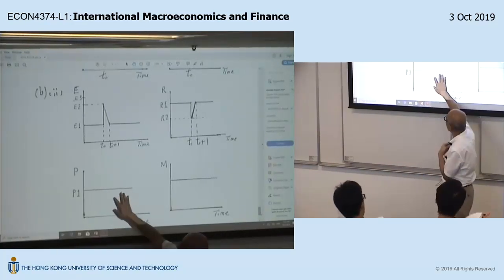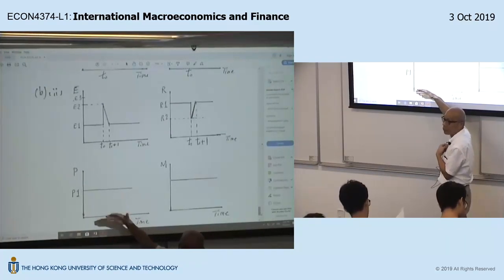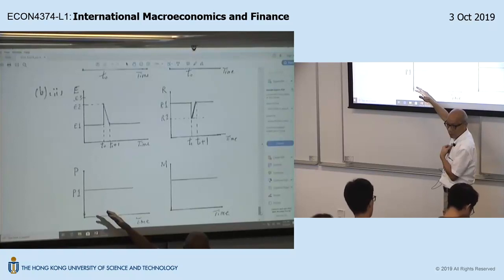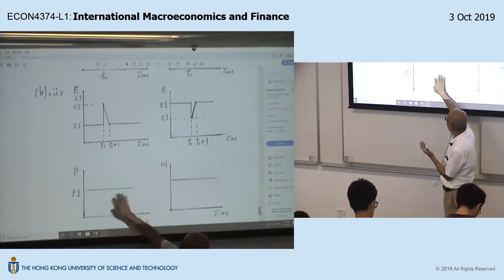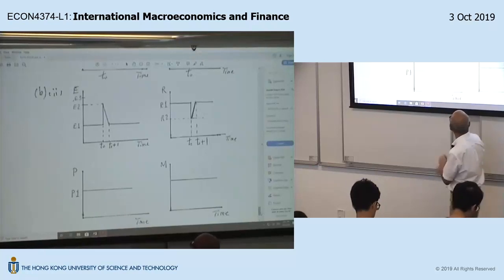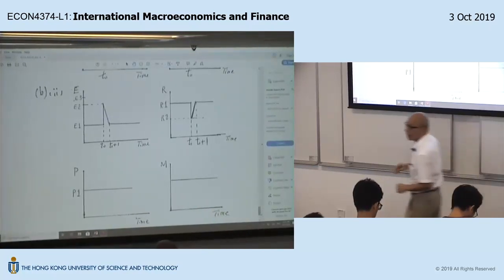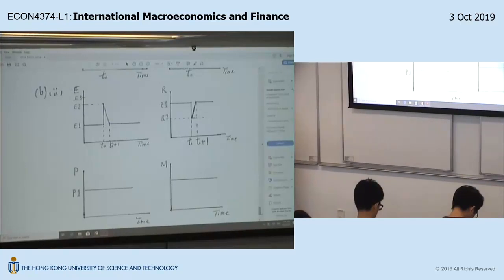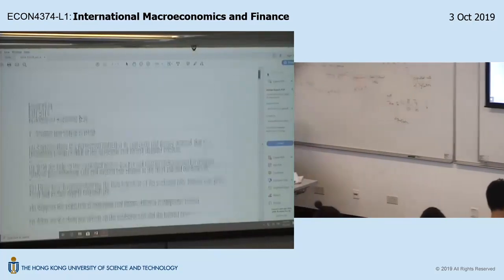Because there's no distinction between short and long run anymore. If it's just a temporary change, there's no long run, so everything is short run. So this price is horizontal. Interest rate changes just one time, and then goes back to the original level. Does that make sense? So basically that is the first question. Is there any further question on that?